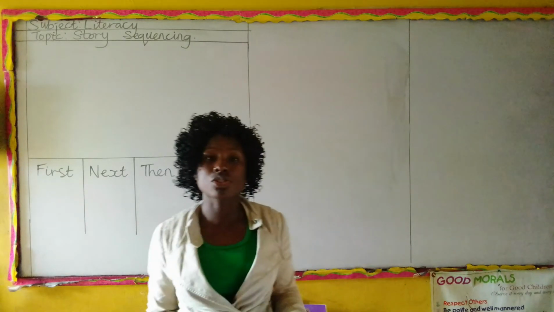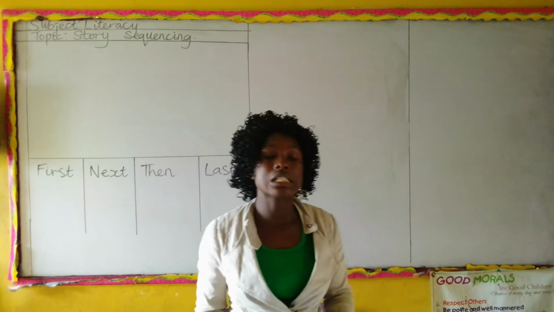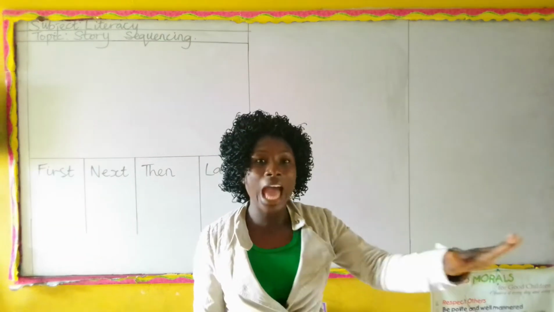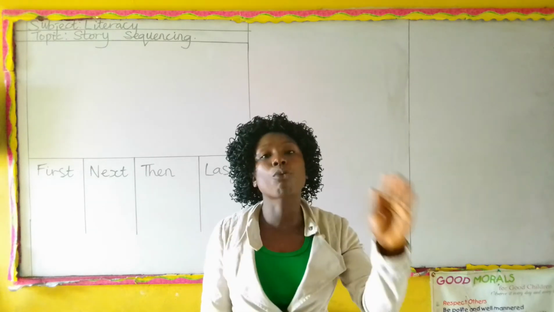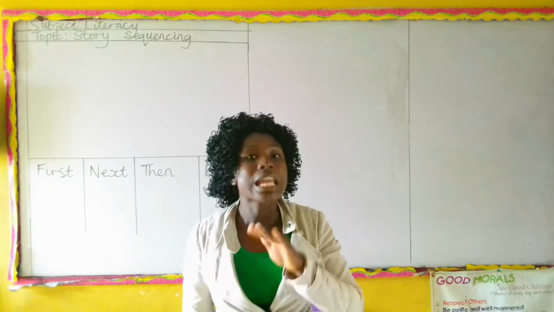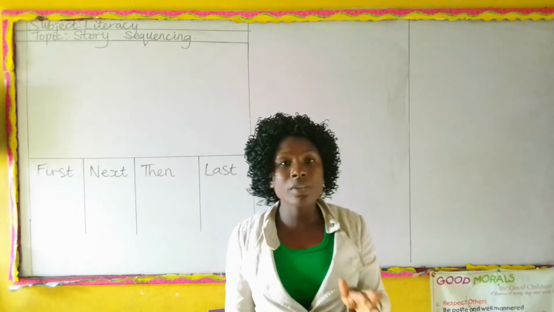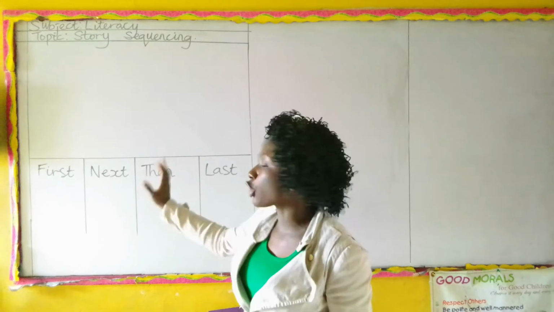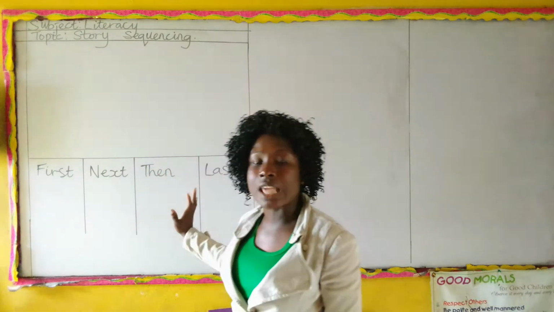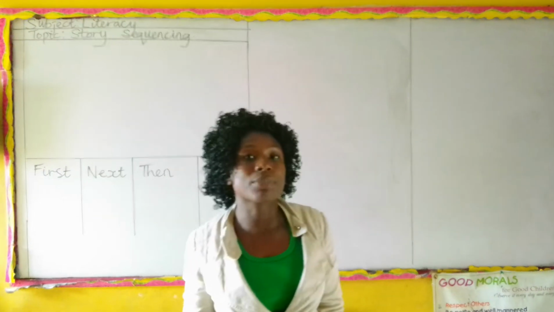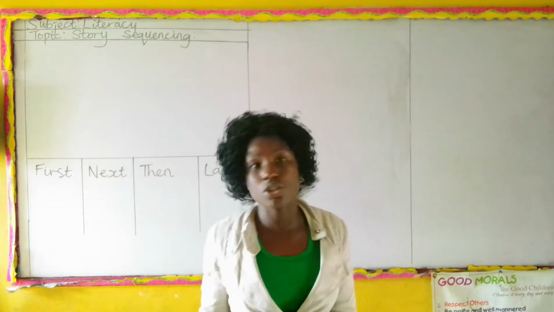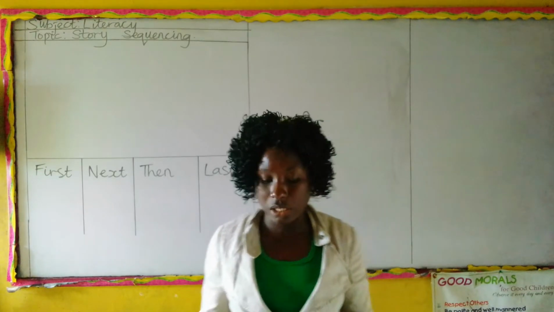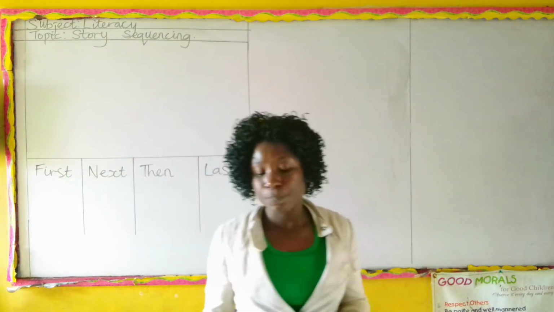Okay, so let me read the story to you. Story sequencing is simply all about reading a story to you and then laying out pictures for you to arrange the way it came out in the story. It is almost the same thing with our picture reading. Do you remember your picture reading? Yes, I remember I taught you that too in class. Okay, so listen to the story.